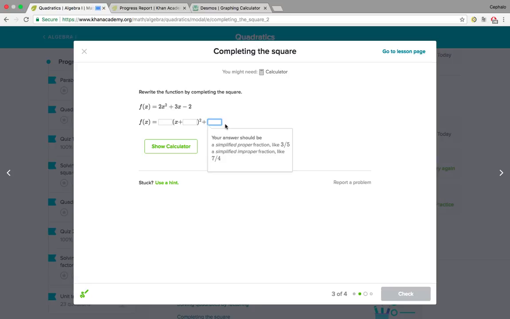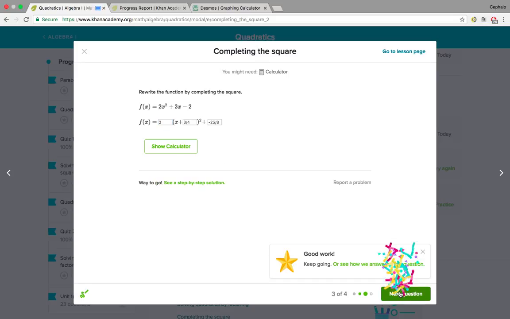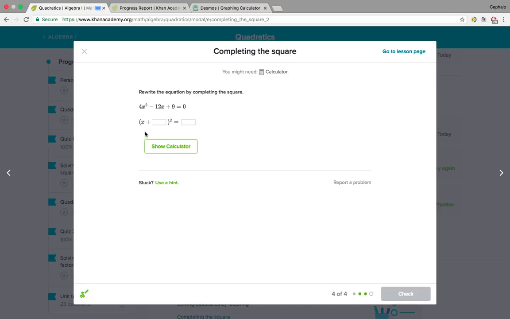Yeah. Negative 25/8. Ooh, 25/8. 3 divided by 4. Looks weird, but it's right. Cool.